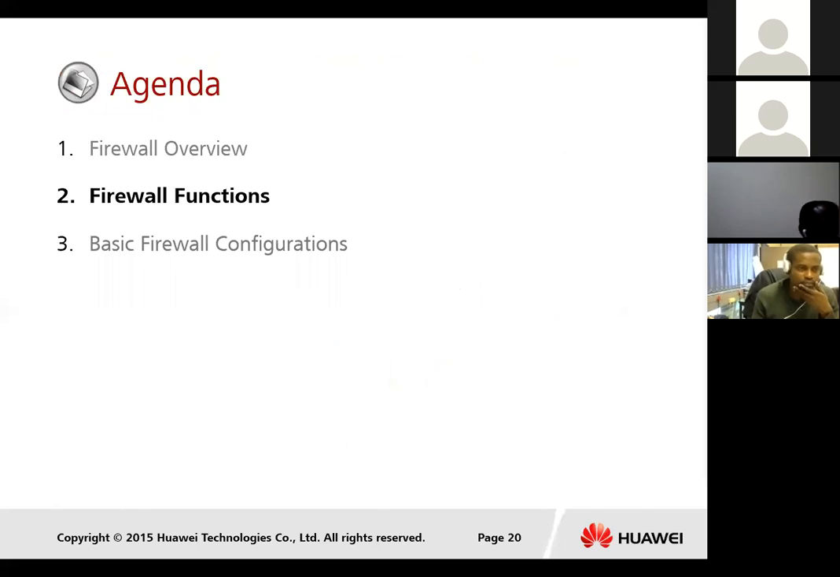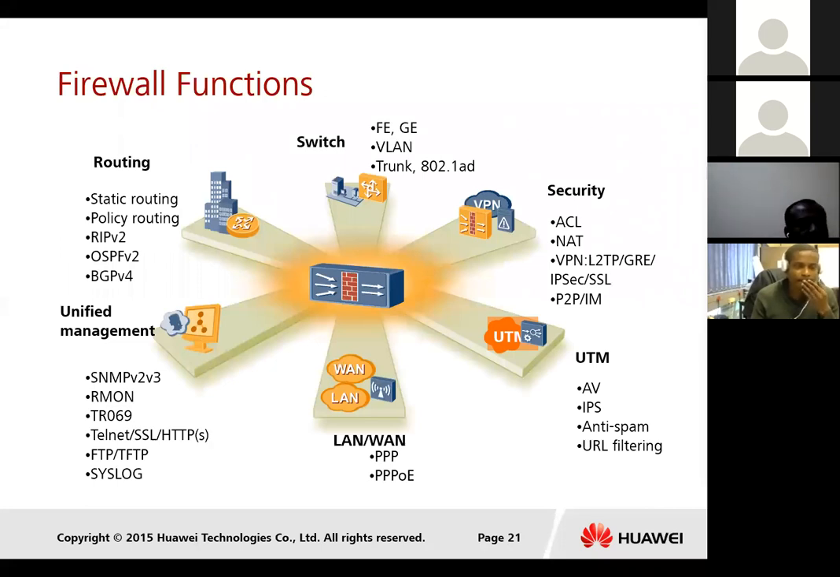All right, next. That is just an overview of the firewall itself. Next, we're going to look into the firewall function. What functions can the firewall provide? On the function of the firewalls, they provide routing, switching, security, UTM, LAN-WAN, and unified management. Under routing, the firewall can support static routing, policy-based routing, RIP version 2, OSPF version 2, and BGP version 4. Everything is still within IPv4 at the moment. For switching, they can have Fast Ethernet, Gigabit Ethernet, VLAN, trunking, and 802.1Q. That's most of what we mentioned yesterday.